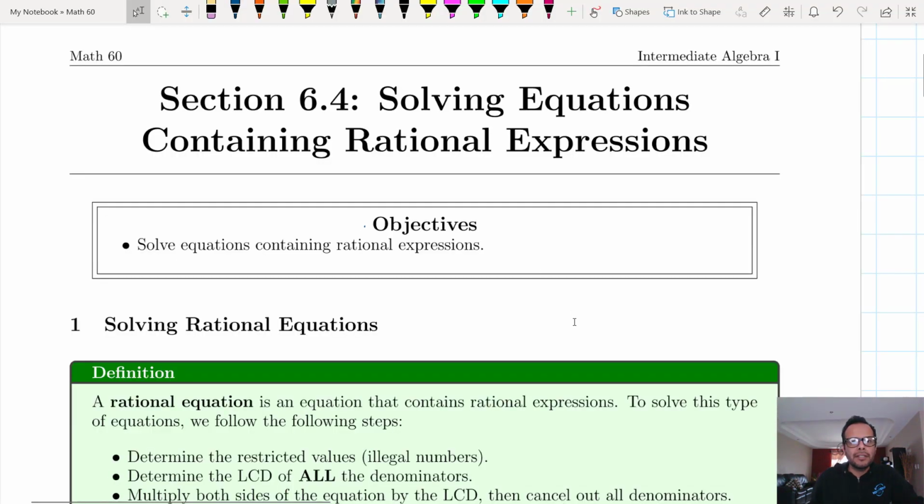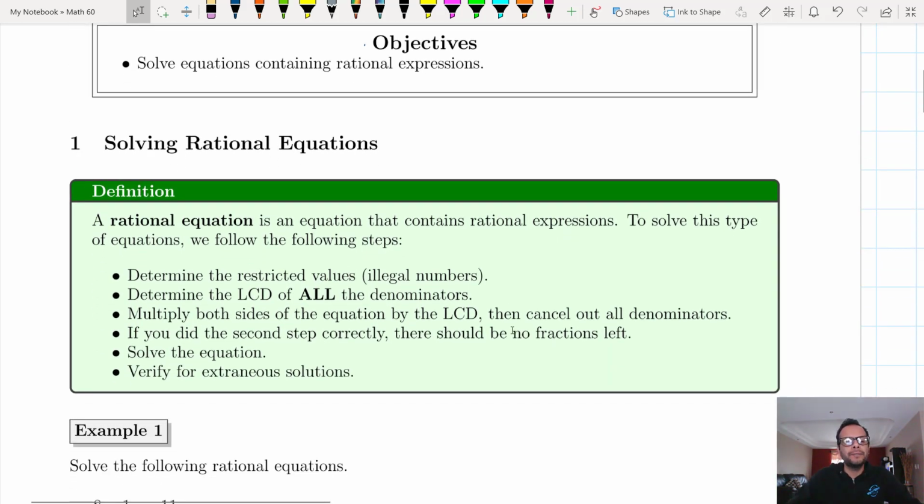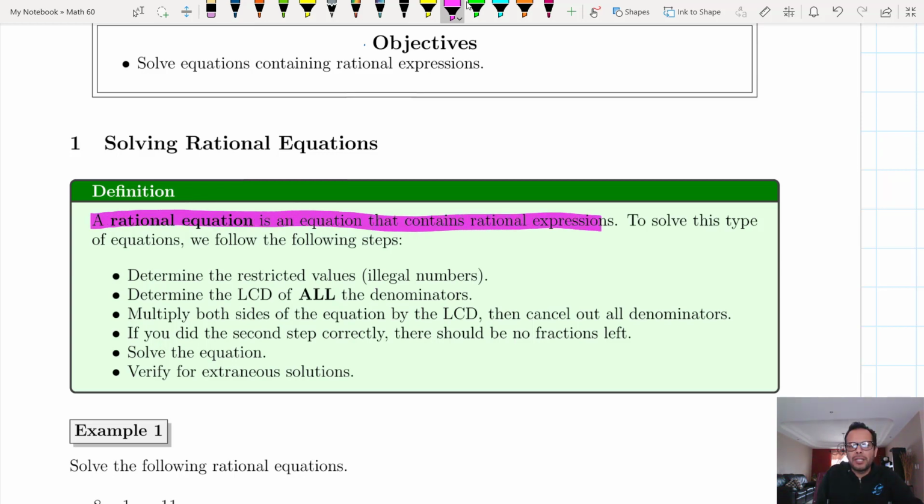Alright guys, so let's keep moving on with section 6.4 on solving equations that contain rational expressions. So far in the previous sections 6.1 through 6.3, all we were doing is simplifying expressions. In this case, we are going to solve equations, which is a slightly different problem. So solving rational equations: first of all, we are going to be given an equation that contains rational expressions. That's how we can define a rational equation.